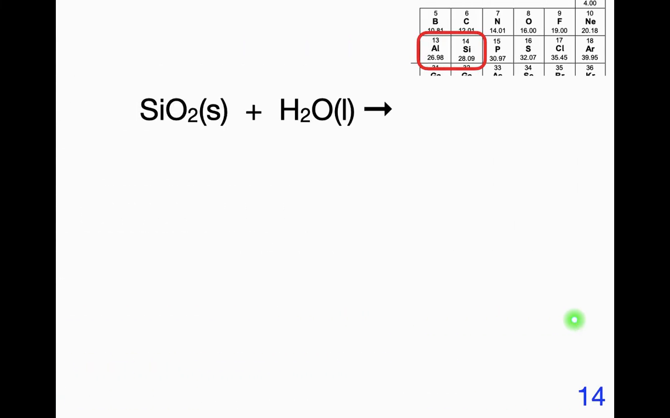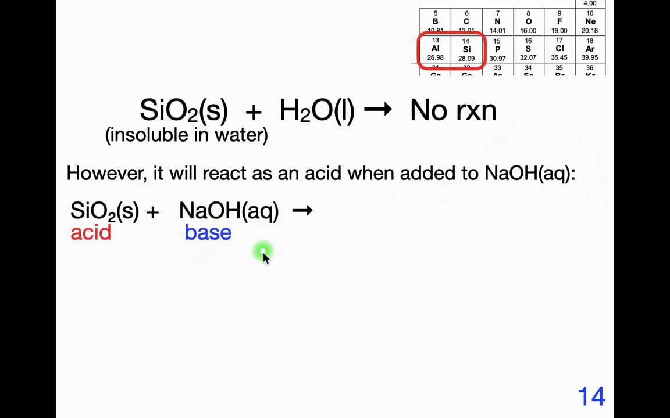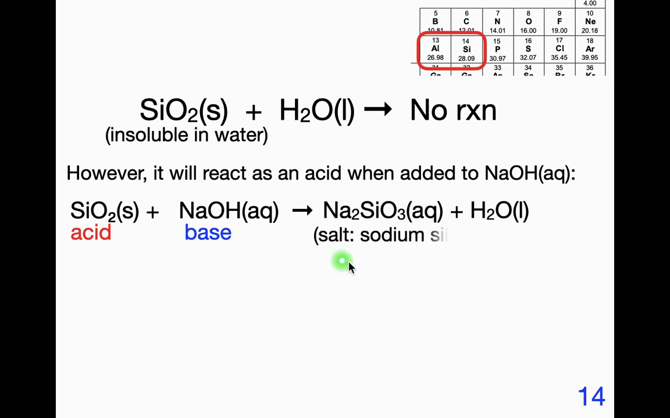And last, silicon dioxide. Silicon dioxide and water also, nothing will happen. However, it will react as an acid when added to sodium hydroxide. And this will produce sodium silicate. Balance the reaction. Okay, now in this case, silicon dioxide is behaving as an acid, so you might think that it would also behave as a base, but it doesn't. It will not react as a base. So this is the only reaction that you're responsible for silicon dioxide.